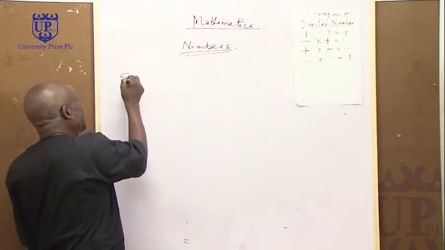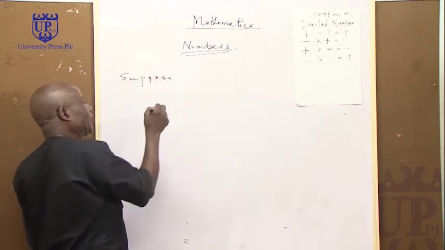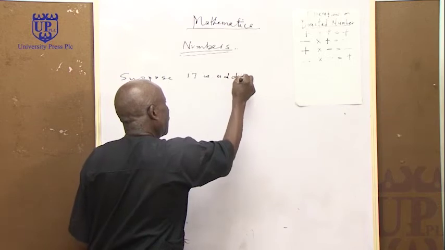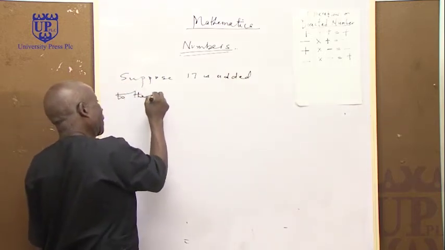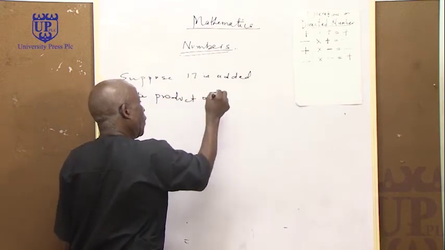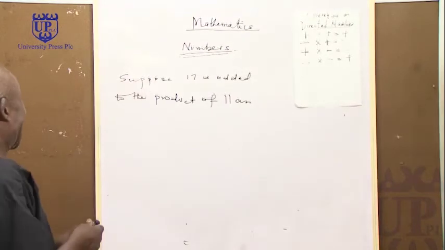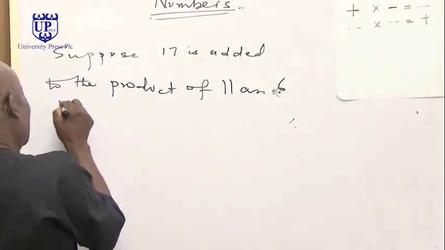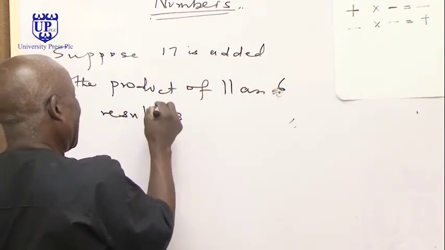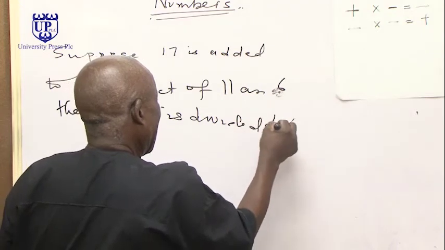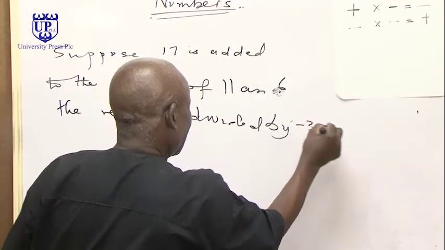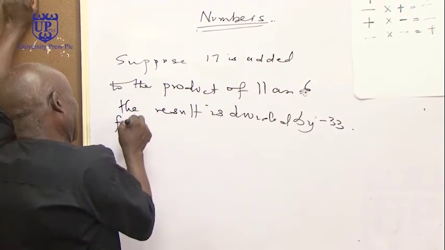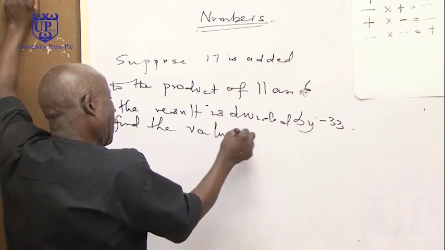Now, look up. Let's say, suppose 17 is added to the product of 11 and 6, the result is divided by minus 33. Find the value.